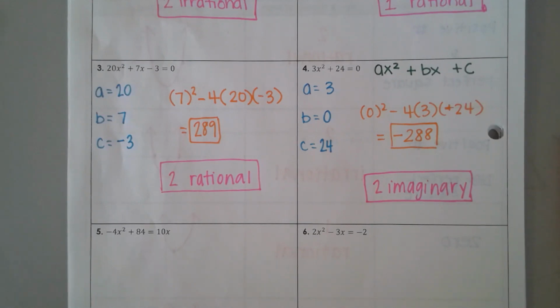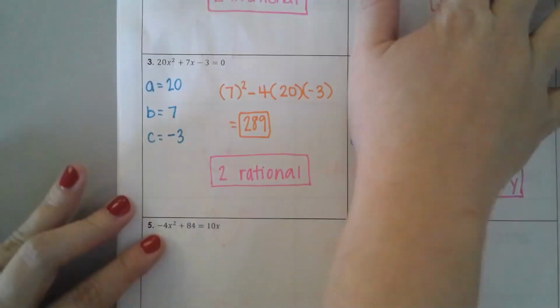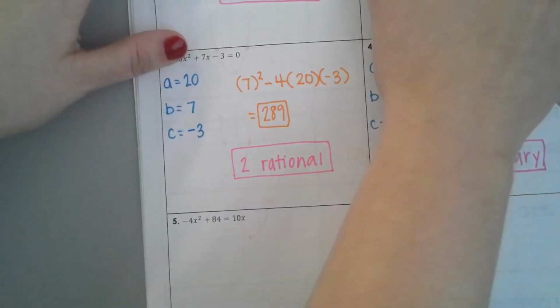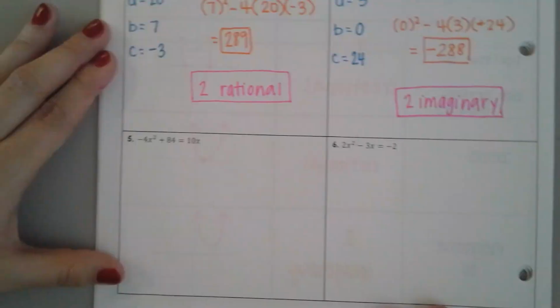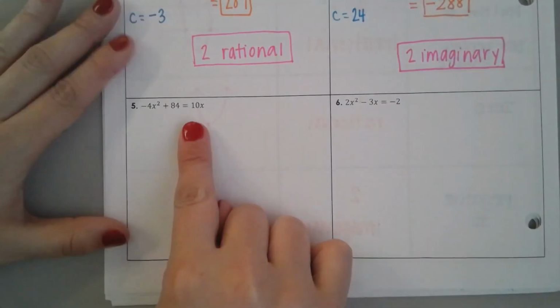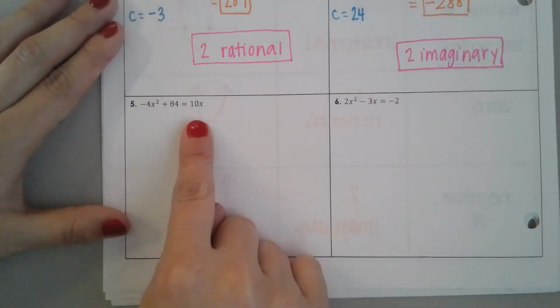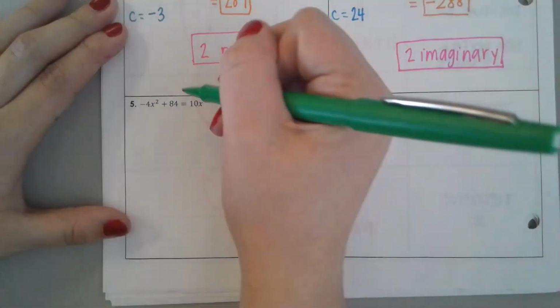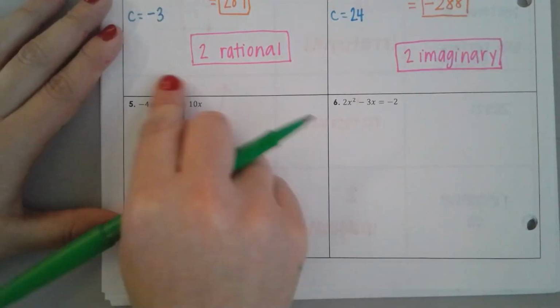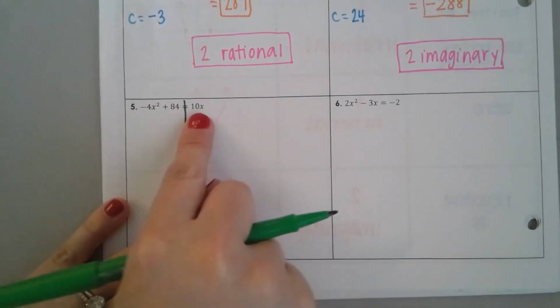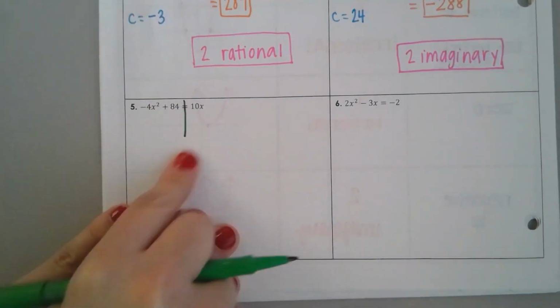Now let's take a look at number 5. What do you notice about number 5? Is your x's on the opposite side? Yes, my 10x is on the other side. That's not going to work. We have to move it over. It has to be with all the other stuff, and it has to go in the middle. So how am I going to get this 10x to come to the other side?